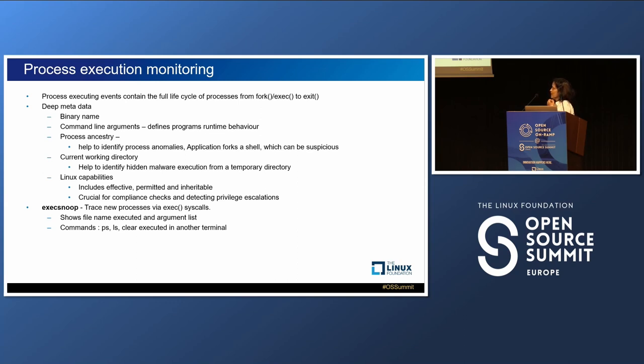And other than that, one of the main things is the capabilities. Capabilities define the effective, permitted, or inheritable capabilities, and those are very crucial when the capabilities are passed from the parent process to the child process. Monitoring all those things from the security point of view for process execution helps in detecting some privilege escalations that can be done through the capabilities information.